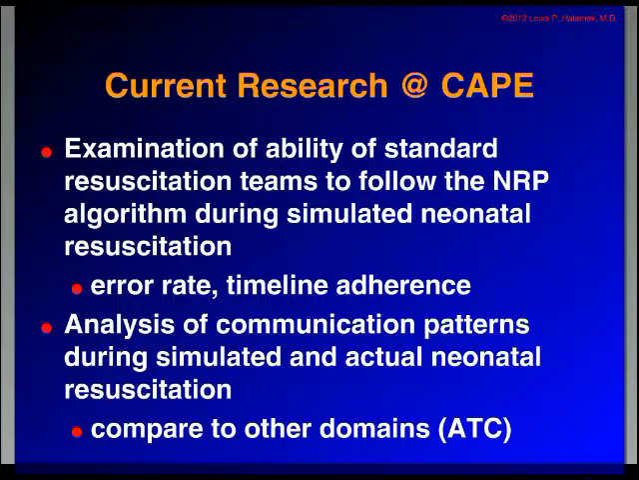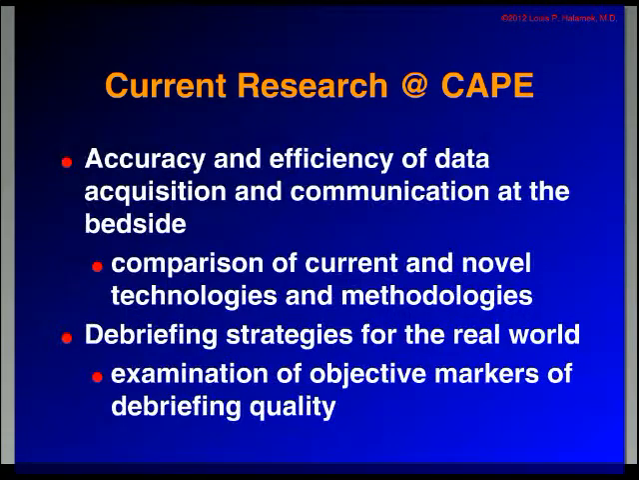We also want to look at using some tapes of several hundred tapes that we have of actual resuscitations. We want to look at communication patterns during healthcare professionals doing simulated and actual neonatal resuscitation and compare how we communicate to other domains like air traffic control. We think we can actually, in looking at that, develop a lexicon for more effective communication during resuscitation.